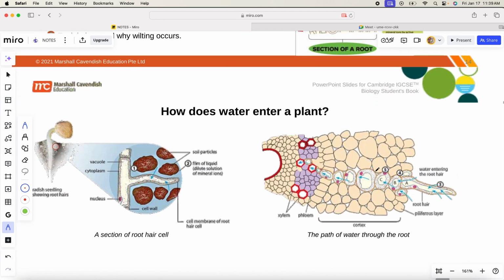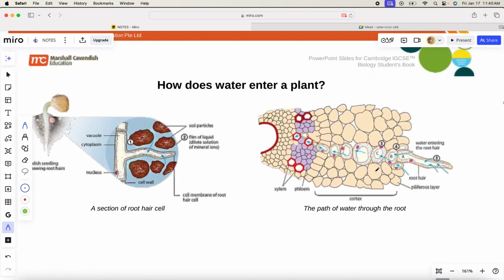Now, how does water enter a plant? We already said that. This is a transverse section of the root hair cell. This is a root hair cell. This is the root hair. These are soil particles. Within these soil particles there is water. Water is in the ground.